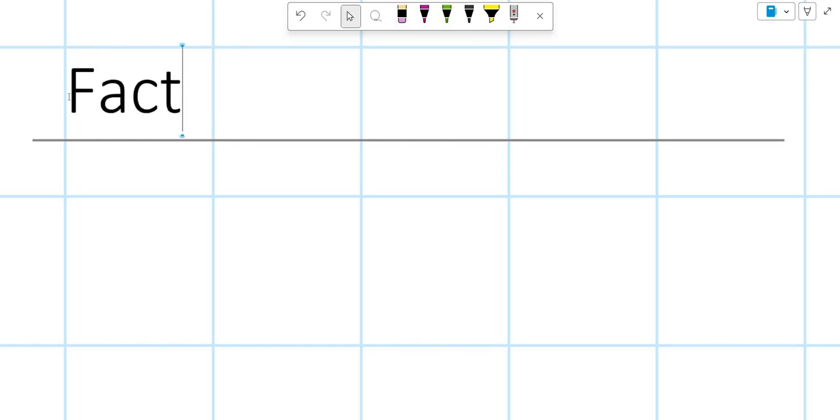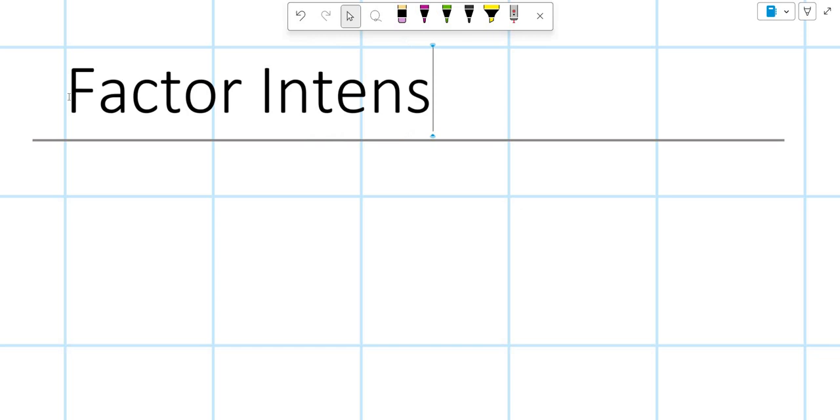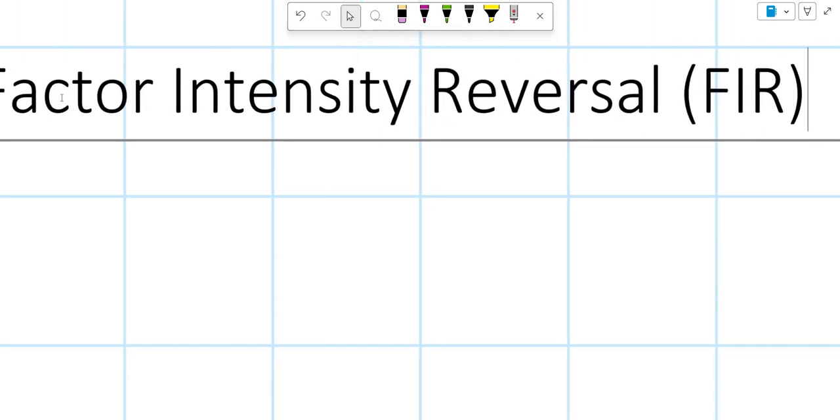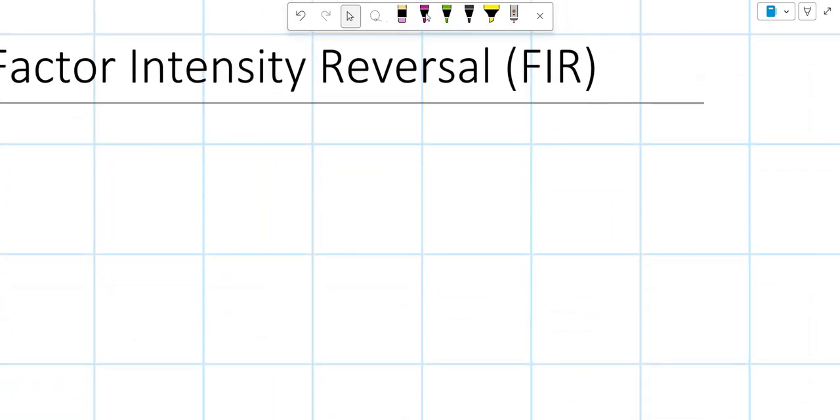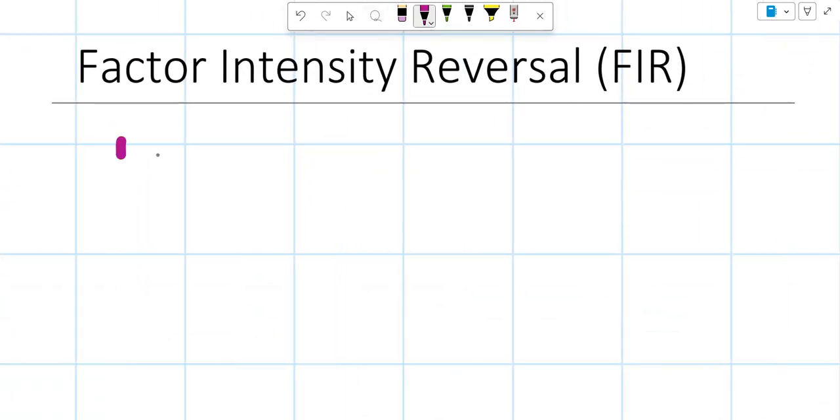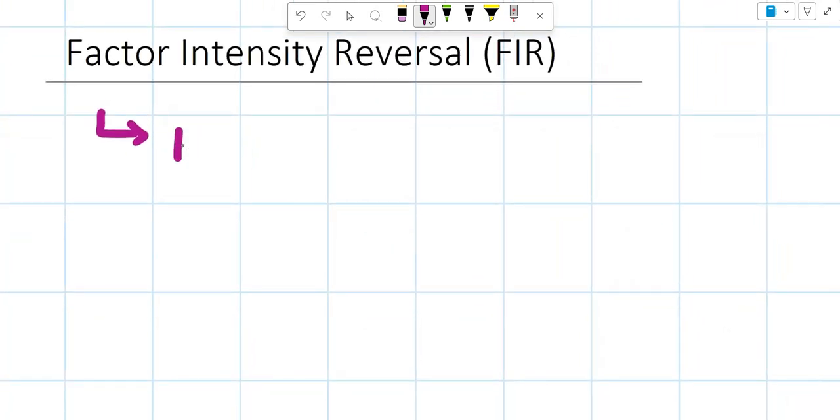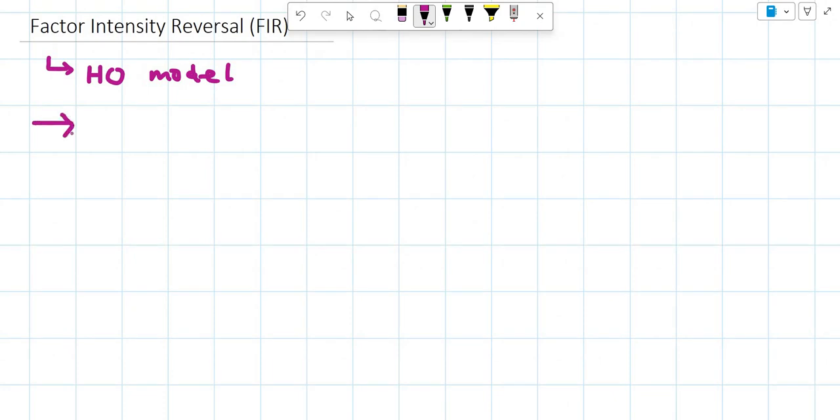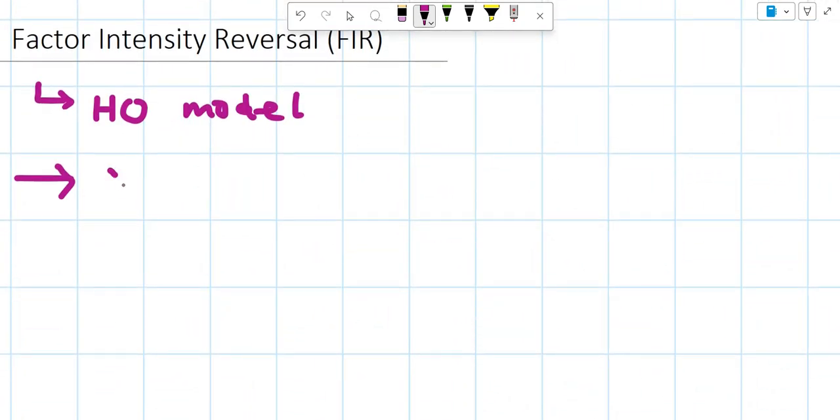In today's video, let us talk about factor intensity reversal, or we sometimes call it FIR. Where have we found this term? We have found this term in the Heckscher-Ohlin model, which is also sometimes called the HO model. Where in the HO model have we found it? We have found it in that part where we do not pay attention and we just assume that those things are there. So we find this factor intensity reversal in the assumption sector of the HO model.